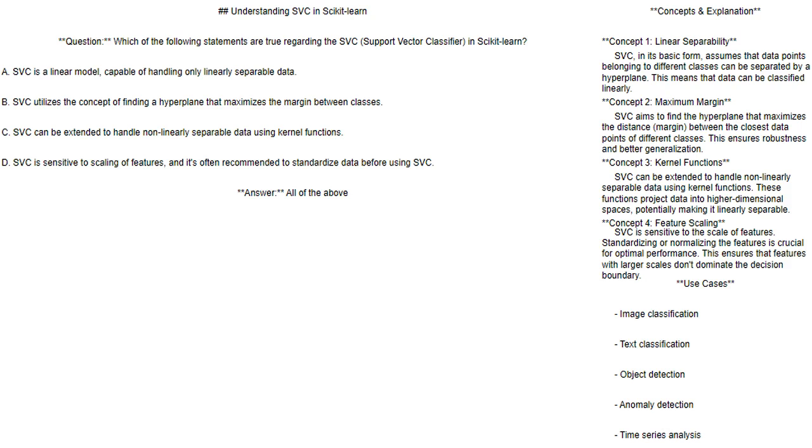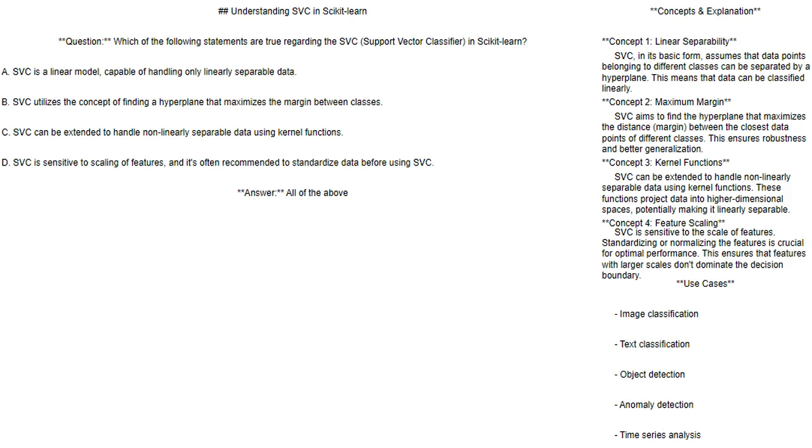By maximizing the margin between classes, SVC aims to create a robust decision boundary, making it less susceptible to noise and outliers. Concept 2: Maximum margin. SVC aims to find the hyperplane that maximizes the distance margin between the closest data points of different classes. This ensures robustness and better generalization. Object detection, where the distance between the object and non-object pixels is maximized.